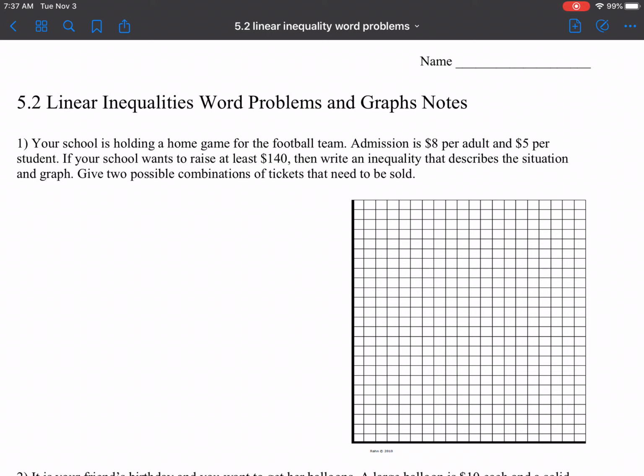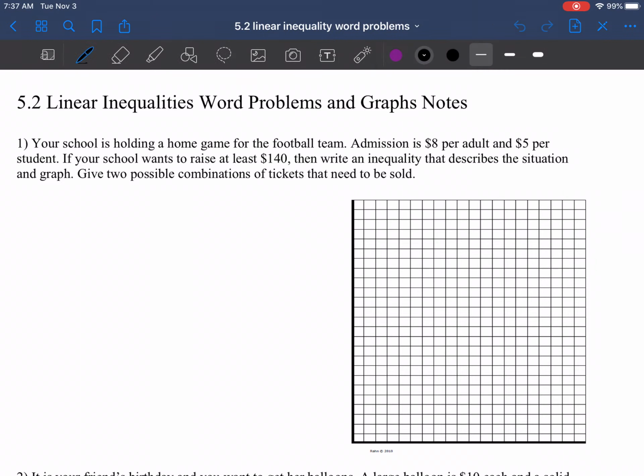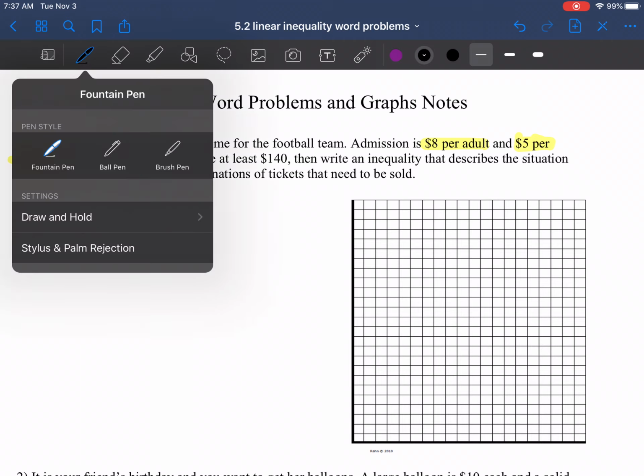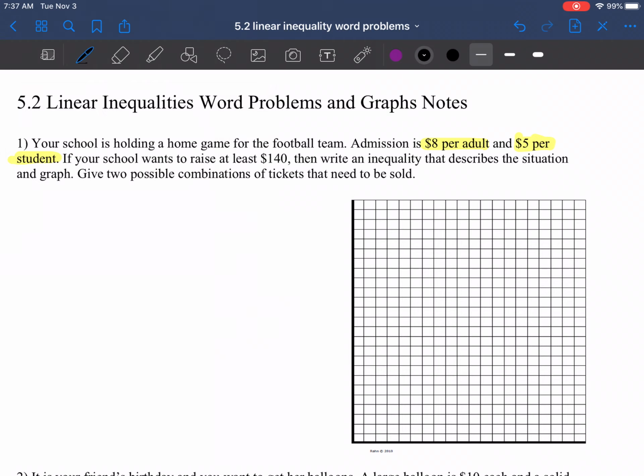So right away we'll notice here that when they're trying to tell us some information, we need to be able to pull information that we feel like is beneficial to us. So I can see right away that admission is $8 for an adult ticket, and it's $5 for a student ticket. So since I don't know how many adult tickets or how many student tickets are being bought for the game, I need to declare those as variables right off the bat. So what I can do is I can go just in some space here and say, typically when we have 2 variables in a problem, we choose x and y.